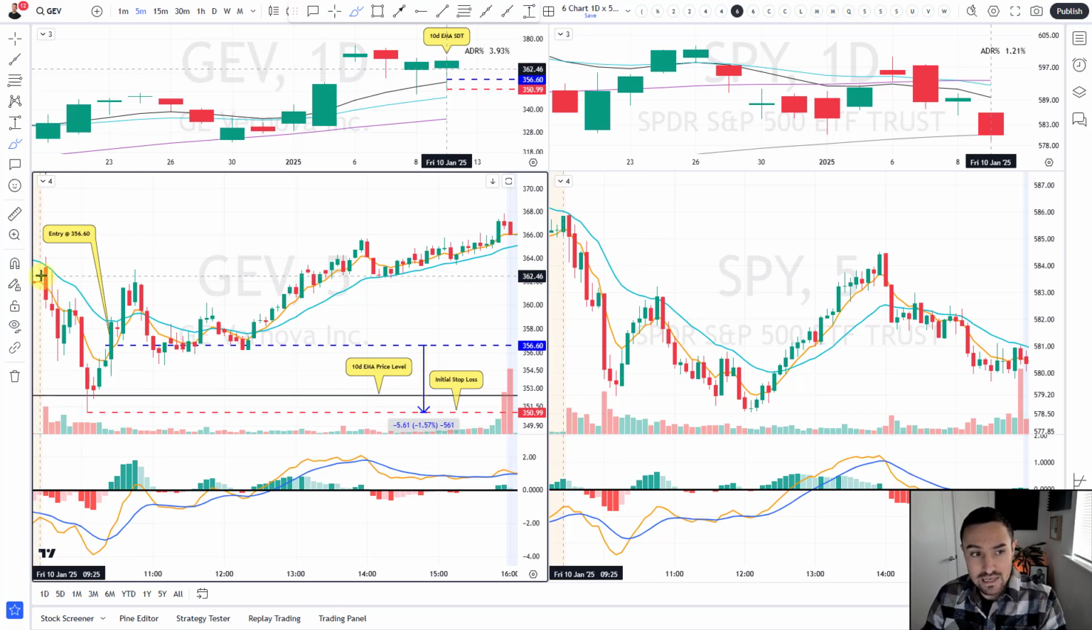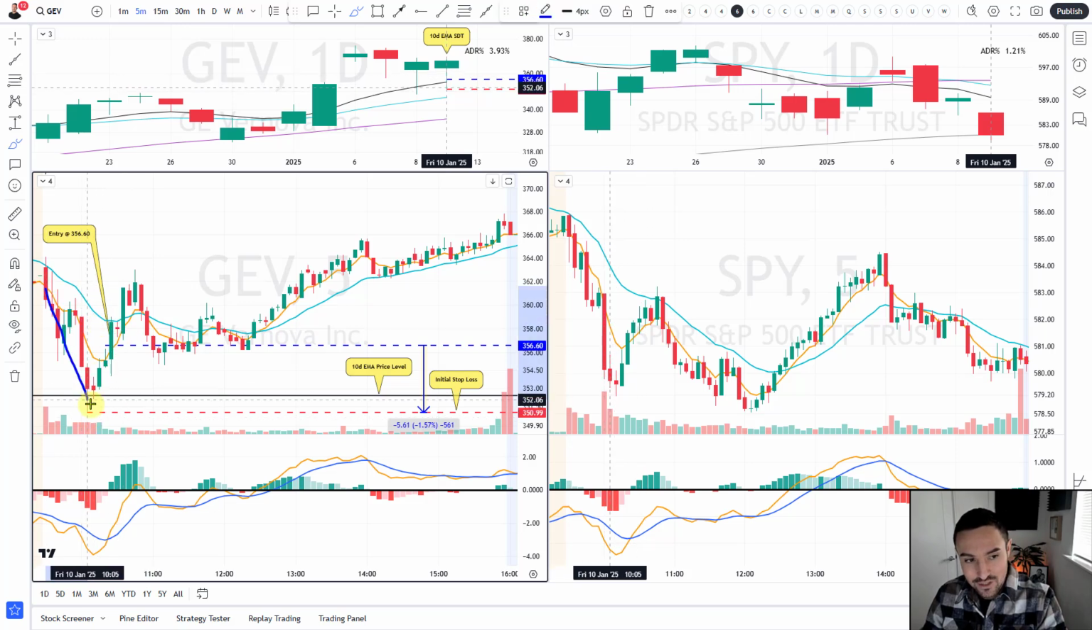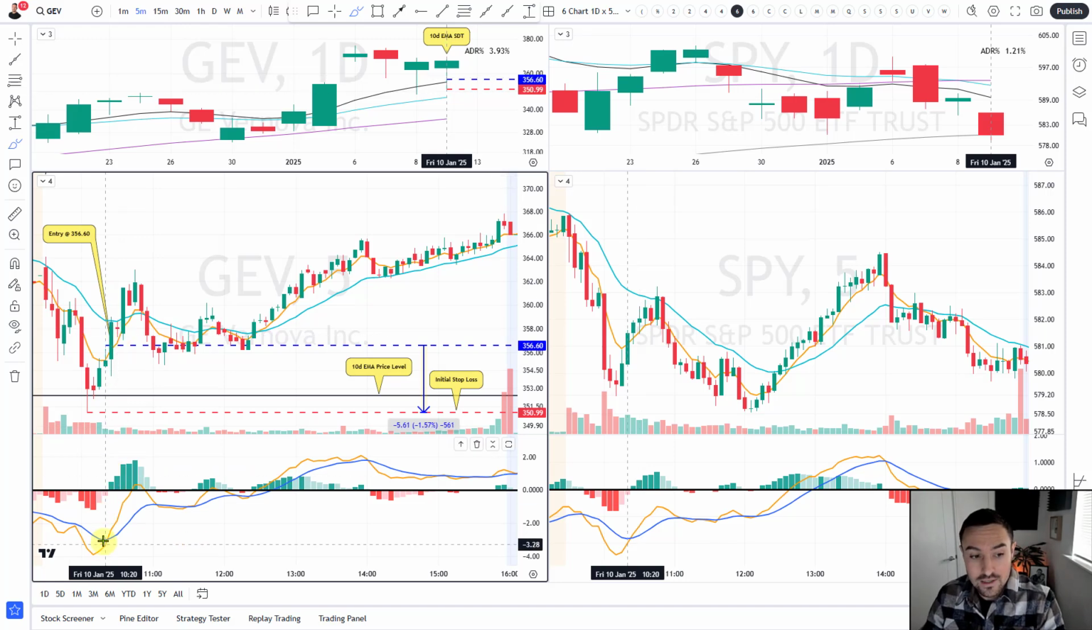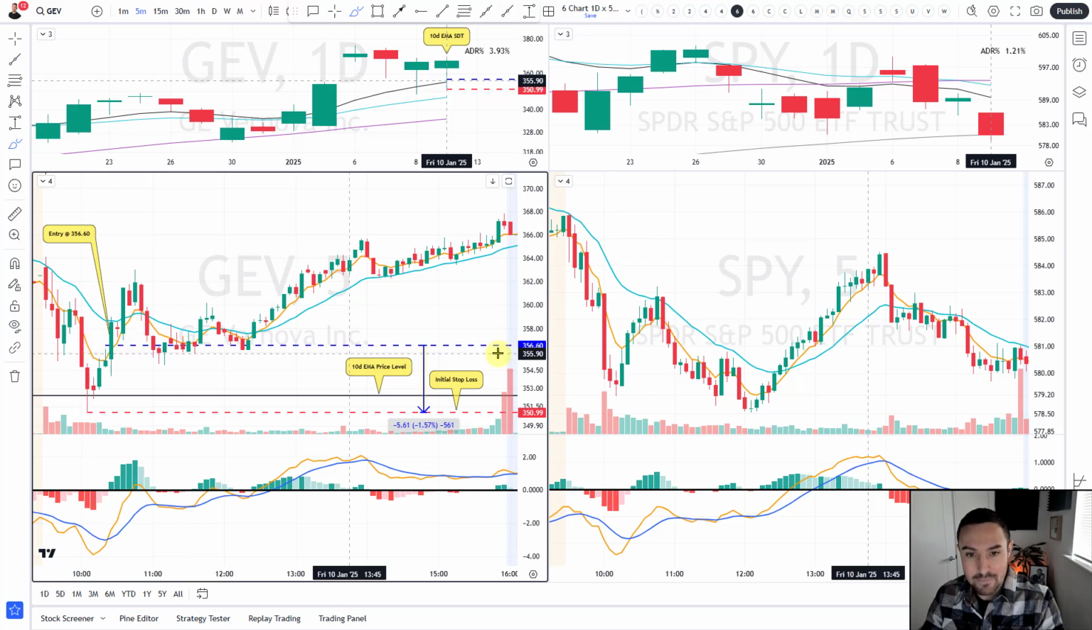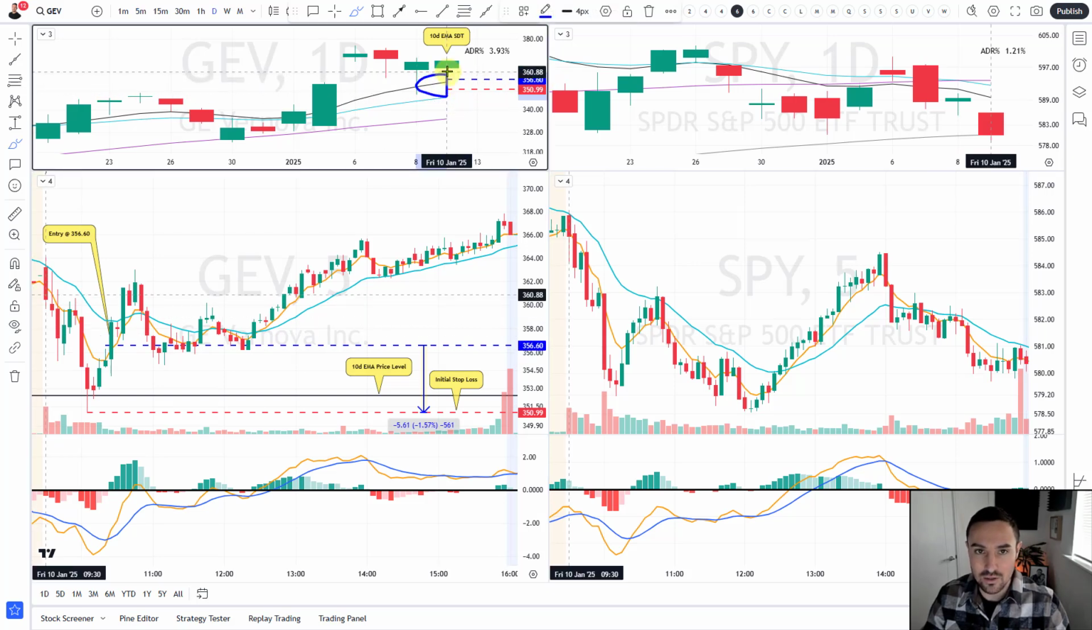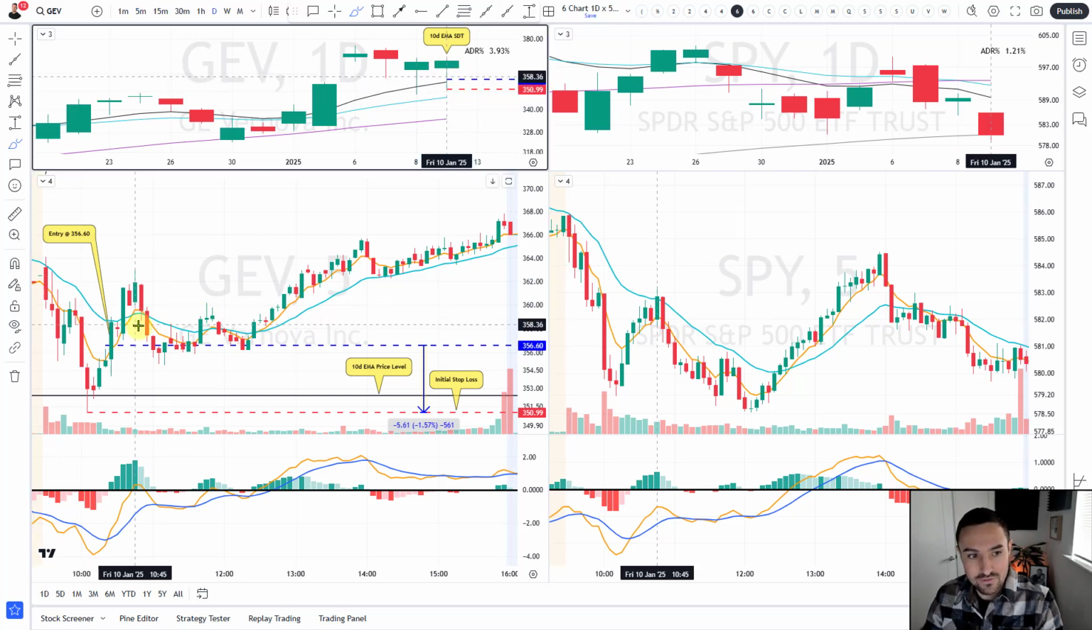So what do we see? GEV trades down to its 10-day EMA price level in a V-shaped manner. The left side of the V then starts popping back up like this, reclaiming this orange moving average, which is the 5-minute 6 EMA, which often coincides with the positive MACD signal that you can see here. So my entry is here, at 356.60, which on the daily chart you can see is 356.60. Then you can see what it looks like on the daily chart relative to the 5-minute chart here.